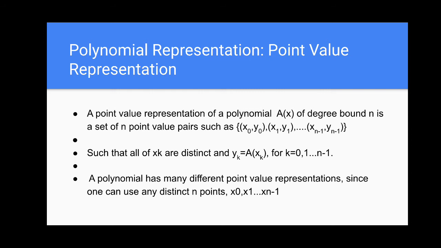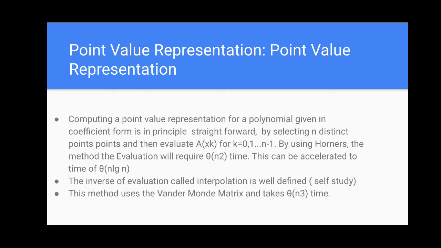A polynomial has many different point value representations, since one can use any n distinct points x_0 to x_(n-1). Computing a point value representation for a polynomial given in coefficient form is in principle straightforward, by selecting n distinct points and then evaluating A of x_k for k equal to 0 to n minus 1.